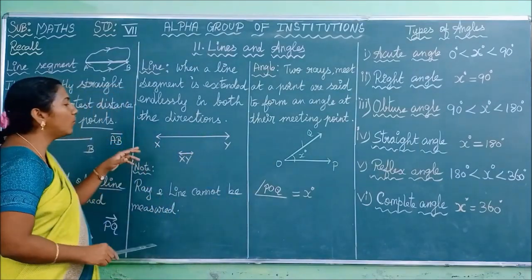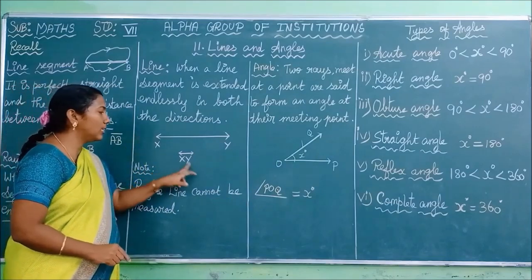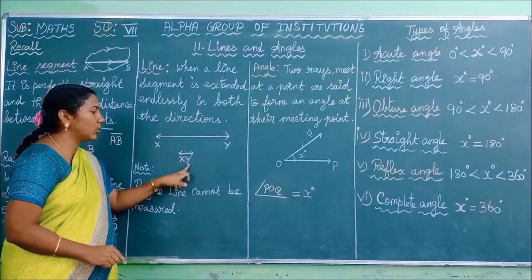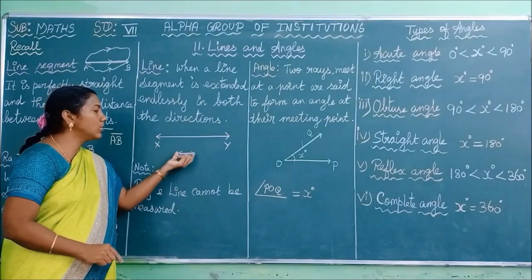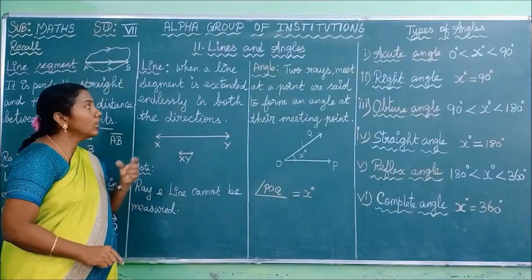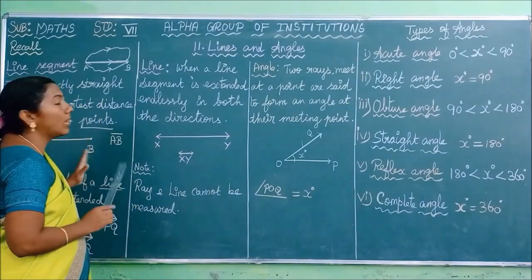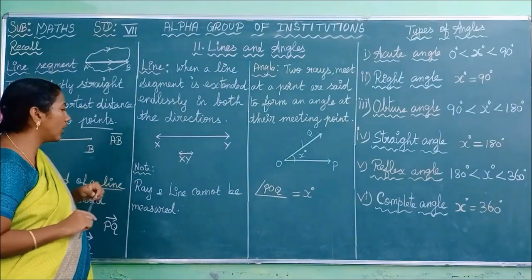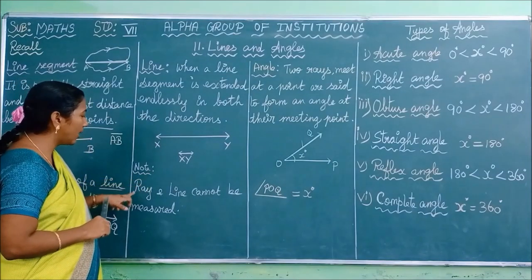What is the symbol for line? You have to write like this, xy, and above the xy you have to put the small symbol of line like this. Okay, these are the concepts we have already discussed in chapter 6 also. Next we have a short note here.